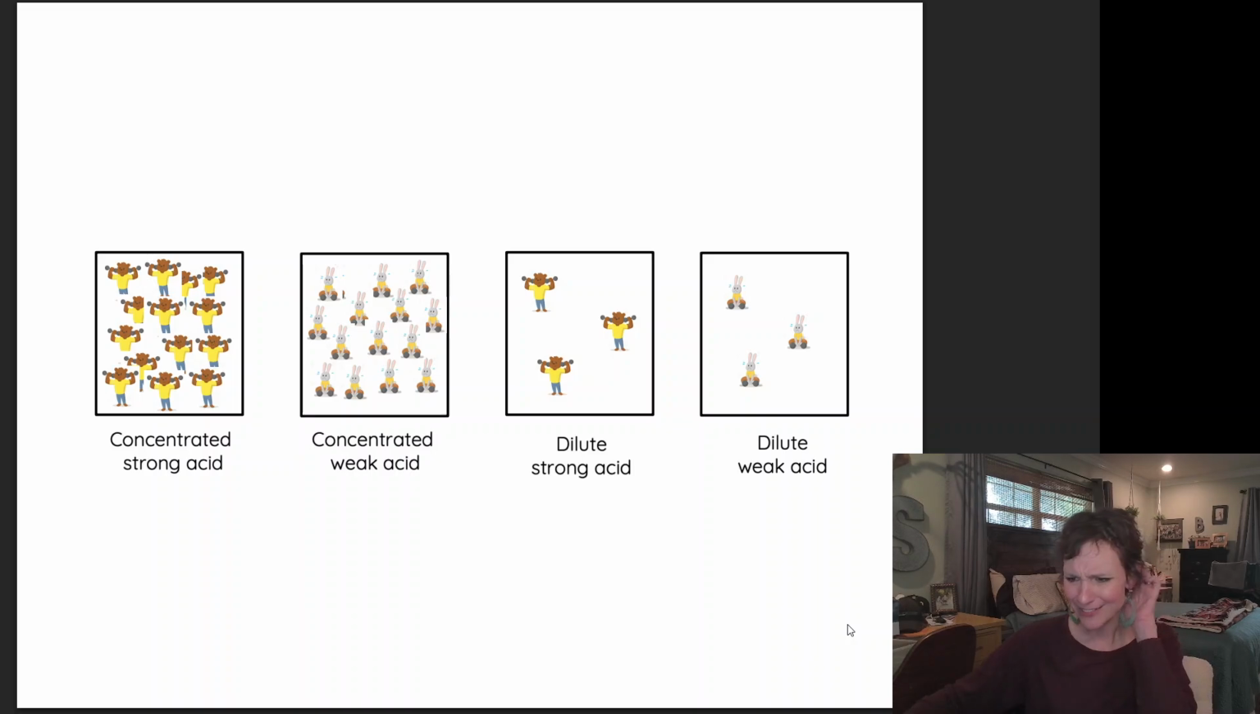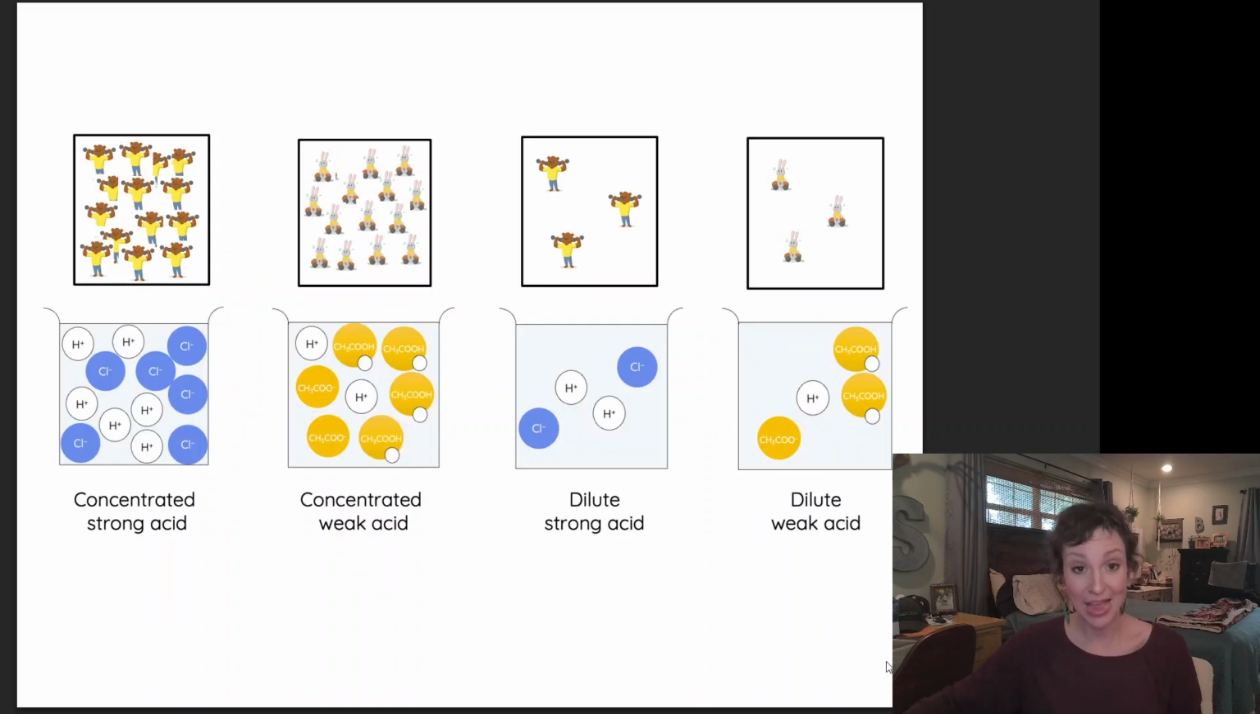So this gives me a lot of variation here. I can have concentrated strong, I can have concentrated weak, I can have dilute strong, I can have dilute weak. They are all different ways to describe an acid or a base, but concentration and strength do not mean the same thing. So here's a lot of my strong guys. Here's a lot of my weak guys. Both of these are concentrated. Here's very few of my strong guys and very few of my weak guys. These are dilute solutions.